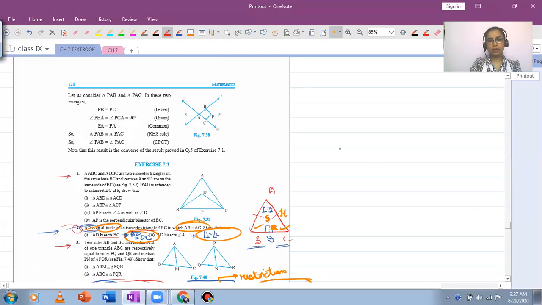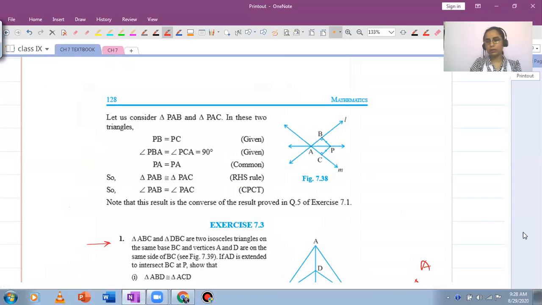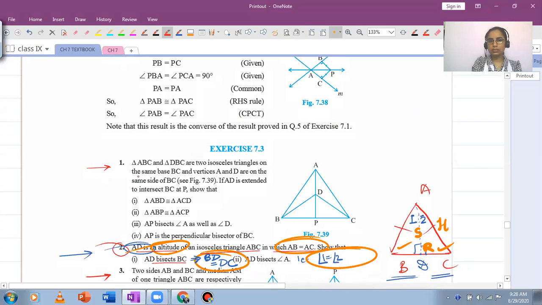Question number 1. Now, read the question and tell me if you are reminded of something which I told you in the previous exercise. There are two isosceles triangles on the same base BC, and the vertices A and D are on the same side of BC. There was one question in the previous exercise where you had two isosceles triangles with the common base BC, but the vertices were on opposite sides. तो जो triangles बनते हैं वो opposite sides पे बनते हैं. यहाँ पे जो triangles बने हैं वो same side पे बने हैं.